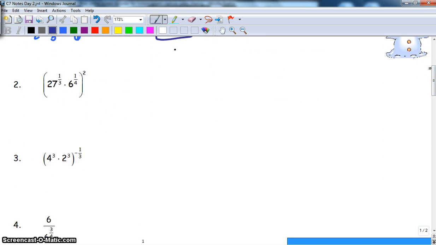Okay. All right, let's try the next one. The first thing I'm going to do is, just like before, multiply my exponents. Okay, this is what we used to do first semester when we dealt with laws of exponents. So this will be 27 to the 1/3 times 2 is 2/3. 1/4 times 2 is 2/4, which is 1/2. All right, so 6 to the 1/2. This is just going to become square root of 6. So I'll leave that over here.